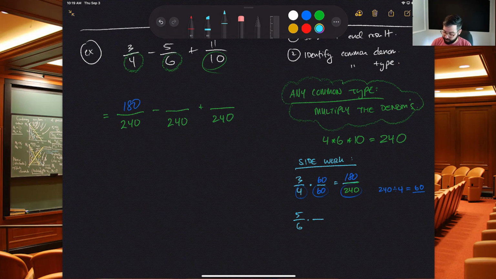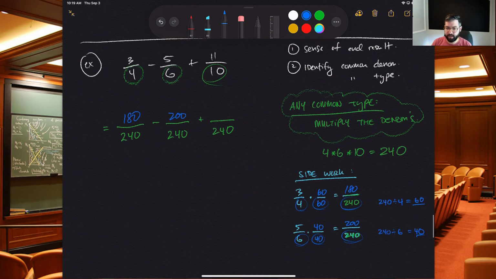So 5/6 times what gives us something out of 240ths? Again, same process: 240 divided by 6 gives me 40. So that's the multiplier I need here, 40/40ths. And so 5 times 40 is 200. So that's this one.